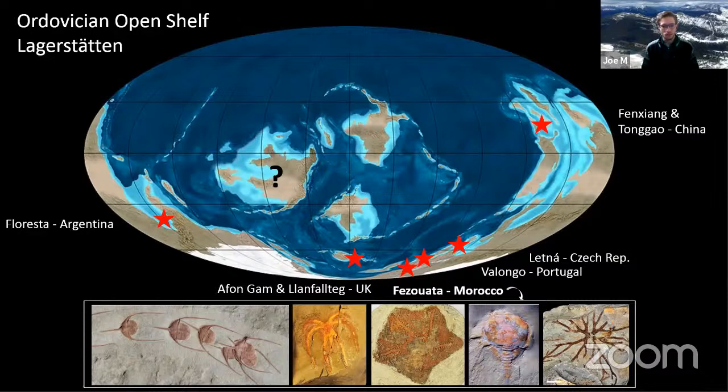Now, we could question whether the Fezouata is sort of generally representative of this Cambrian Ordovician transition in terms of its soft-bodied faunas. And of course, it's only one site, but we do have some other sites from around the world that give us some similar glimpses into similar sort of open shelf environments during the Ordovician. But they are relatively sparse around the world. And so today I'm going to be focusing on some new findings from North America, from Laurentia.